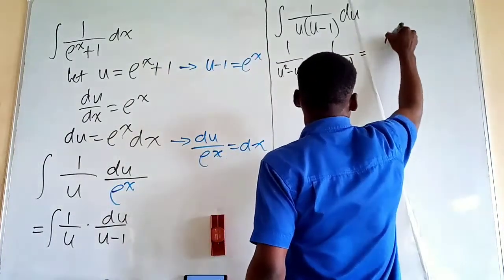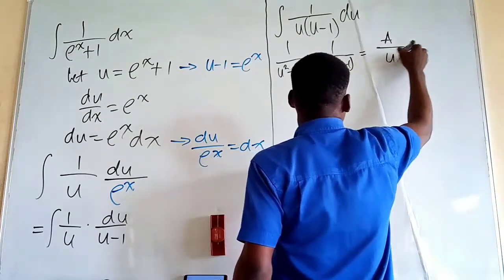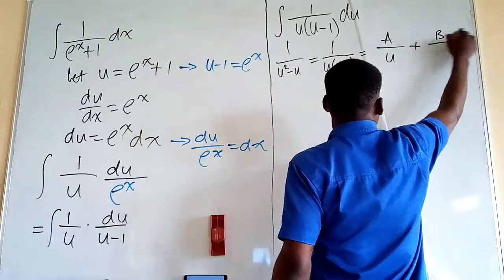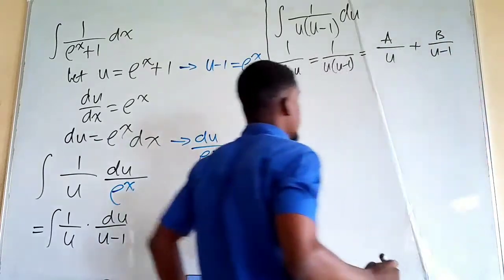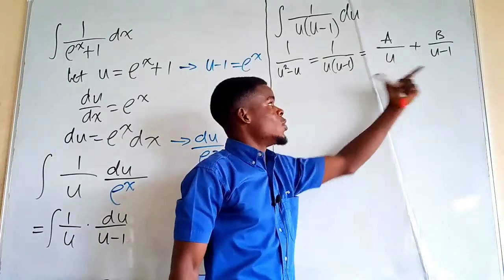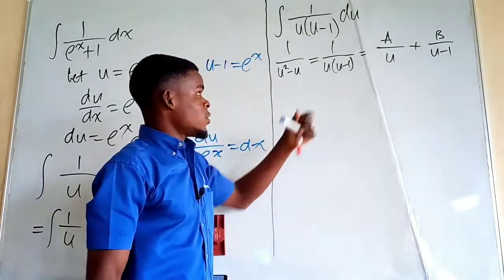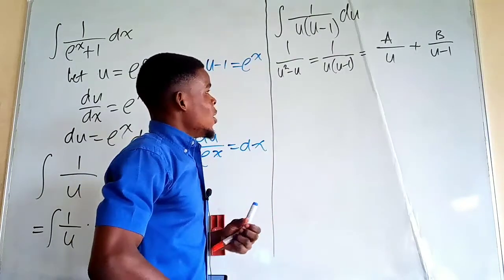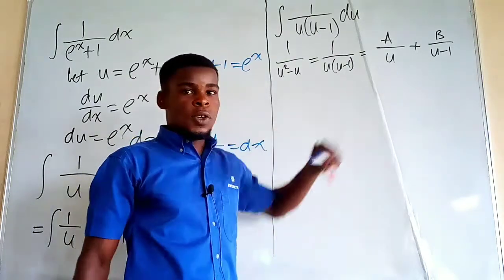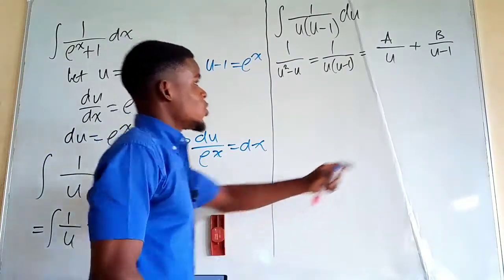We can find some constant a over u plus another constant b over u minus 1, such that the sum of those two fractions will give us this. So this is the decomposition, the partial decomposition of this fraction here.